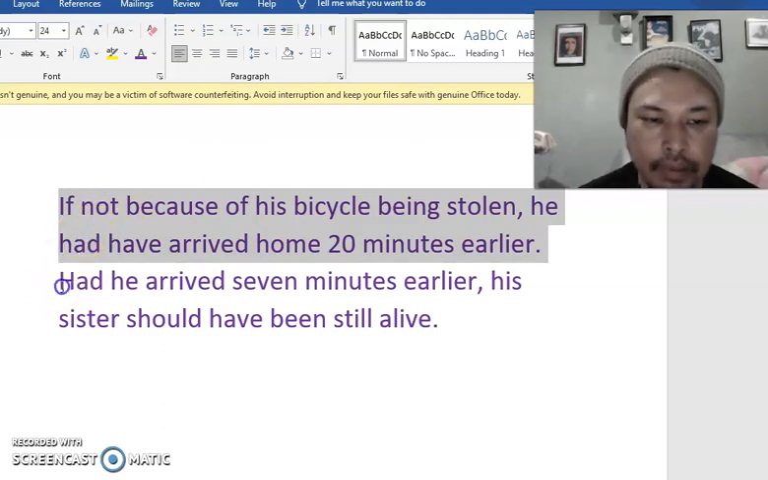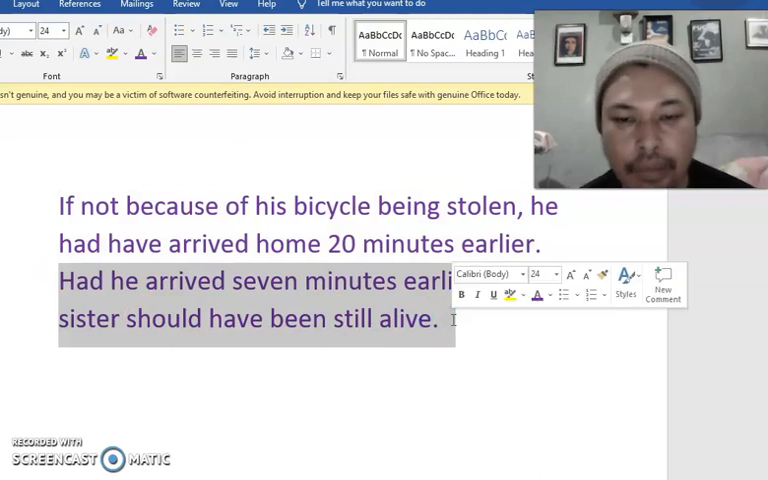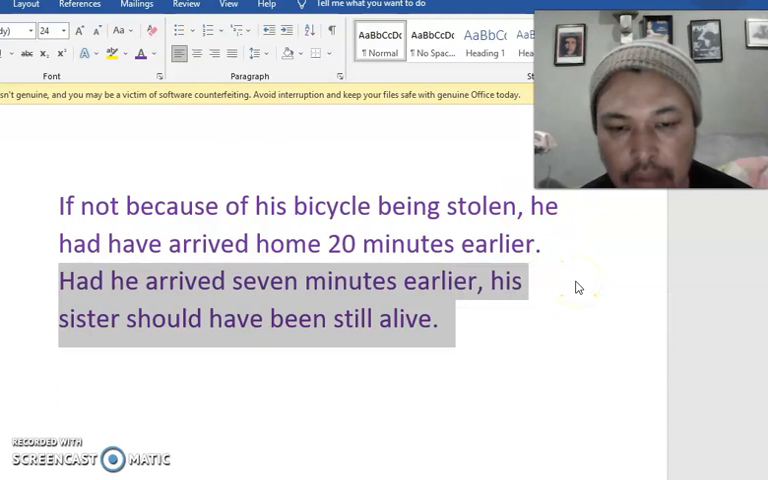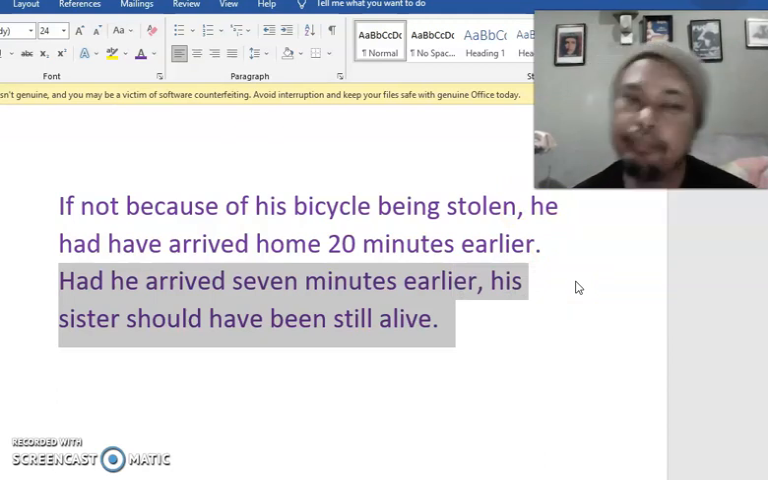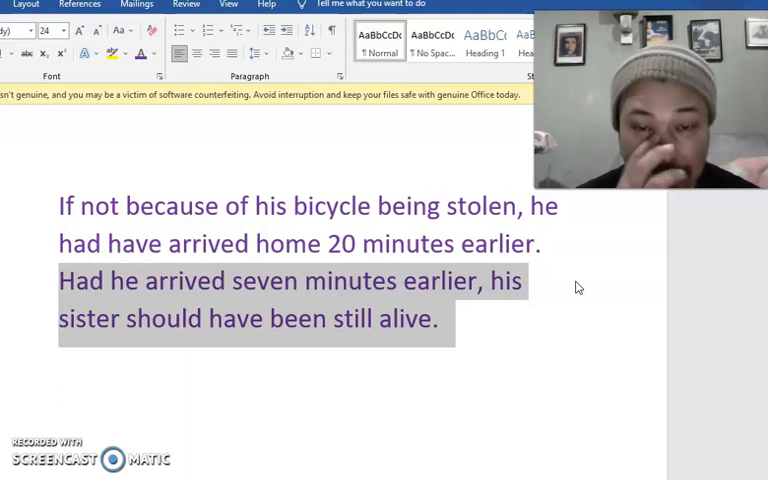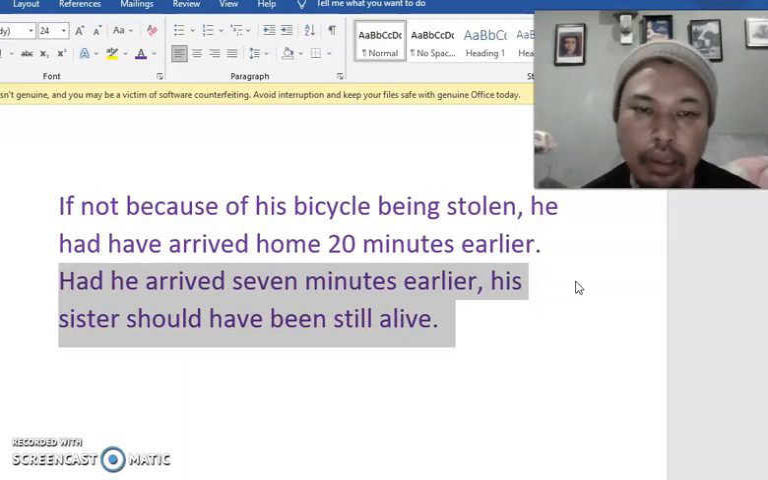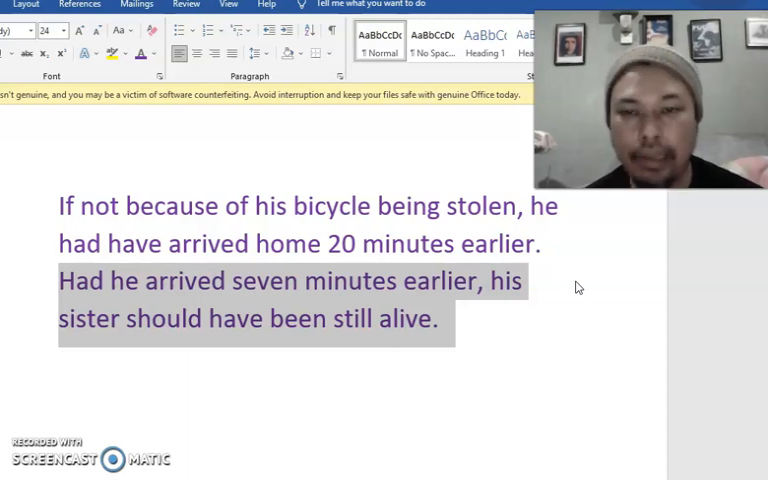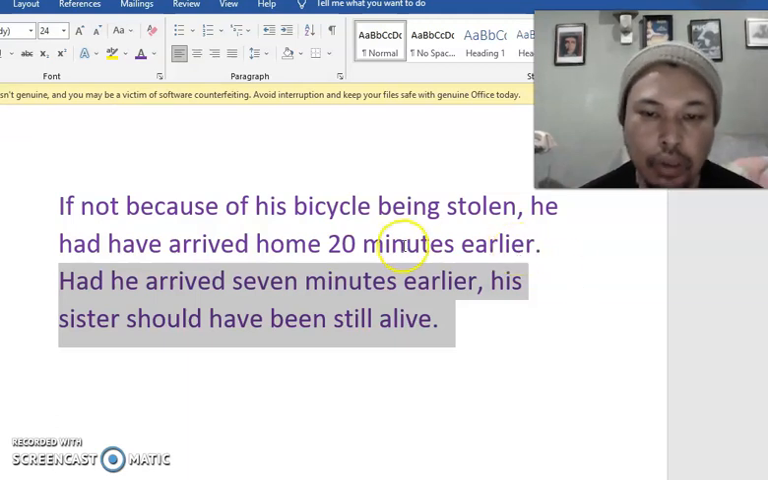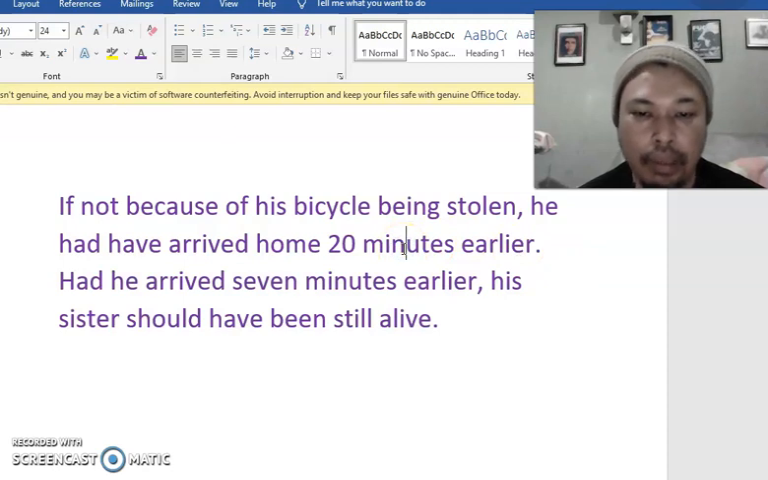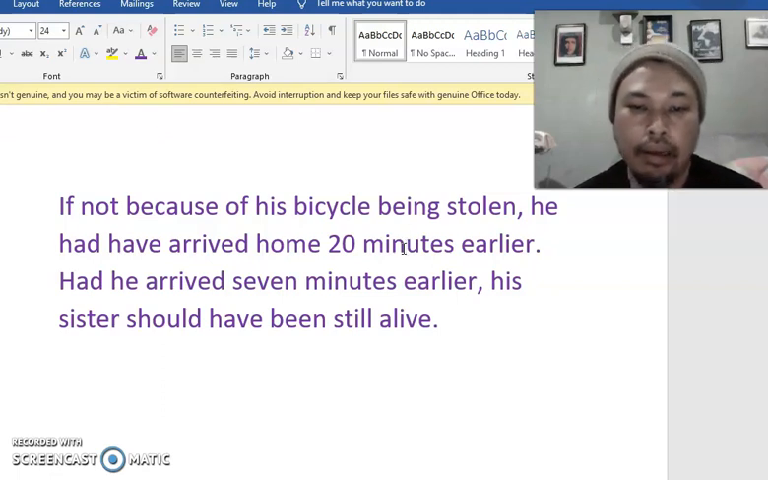Or how about this? Had he arrived 7 minutes earlier, his sister would have been still alive. According to the writer, in what mood is she writing it? The question will ask: is it remorse, is it regret, is it angry, something like that. So you have to guess the mood, the feeling, the emotion of the writer when writing this.